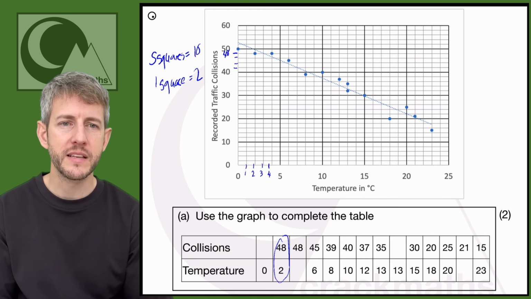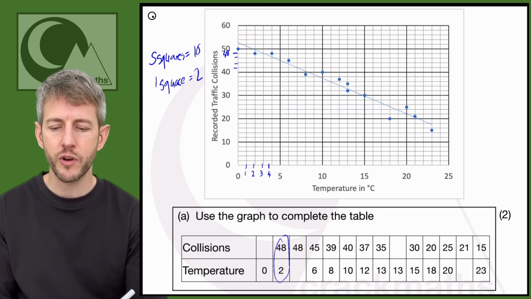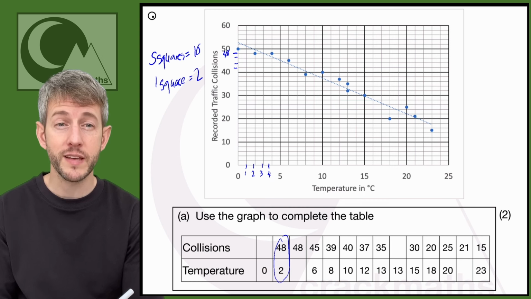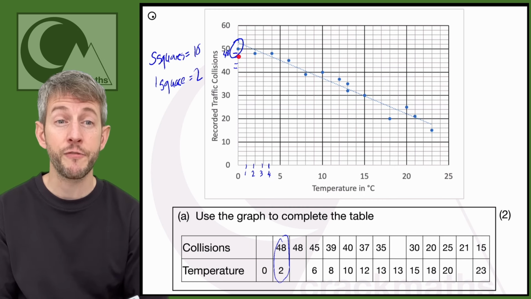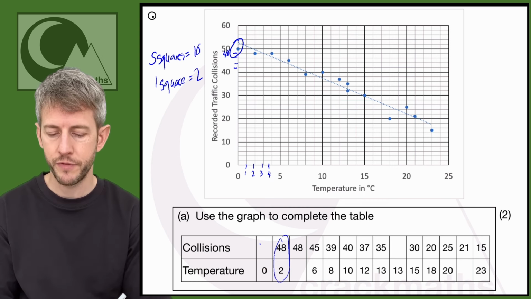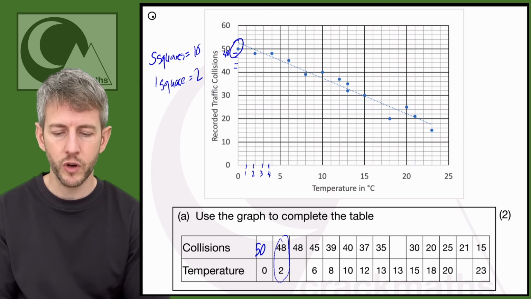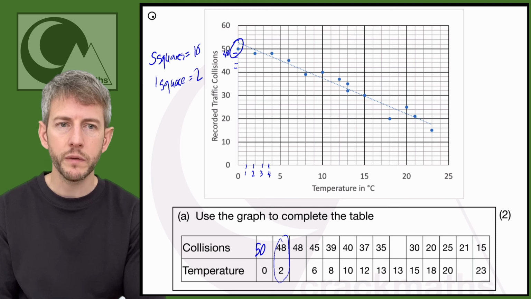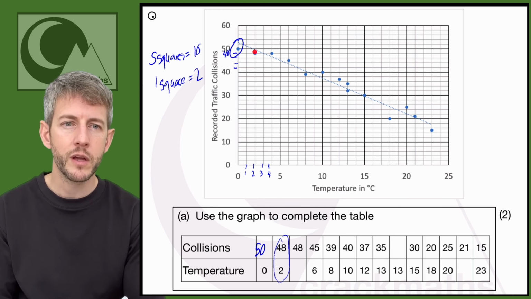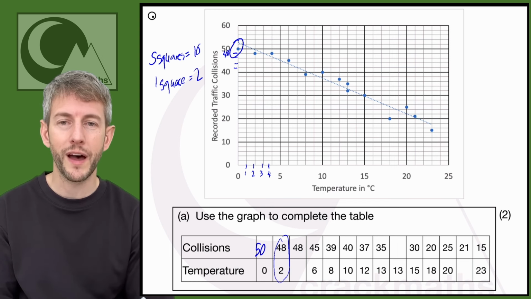First one is at temperature 0. Okay, temperature 0. So we're trying to work out where that point is. So here we go. Here's the point that's at temperature 0, and I can see that that is 50 collisions. So I'm going to put a 50 here. Right, the next one we've got is a 48. Now we know that this one was the 48 too. So we're going to look at this one here, which is going to be 48, 4. So I'll put that in my table.